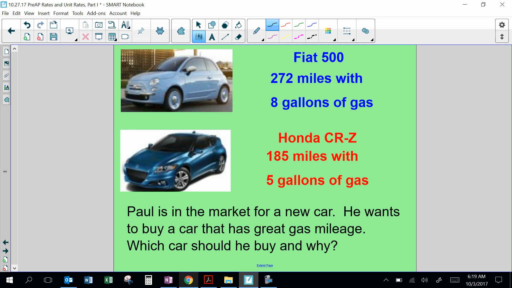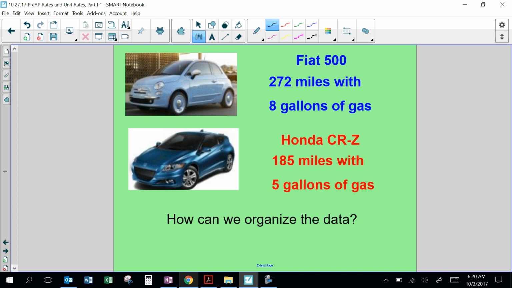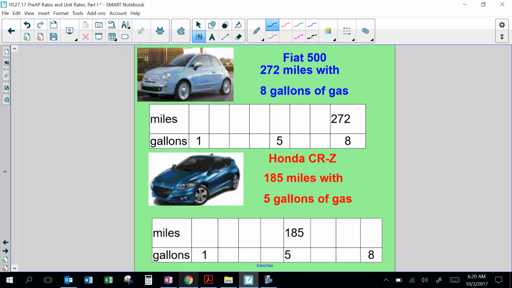So you are going to now research which car has the better gas mileage. Many ways you can do it. So how can we organize the data? Some kids will divide it to break it down to see how many miles for every gallon, or per gallon. Would you like to do that? While others may want to make a table. How would you like to organize it?